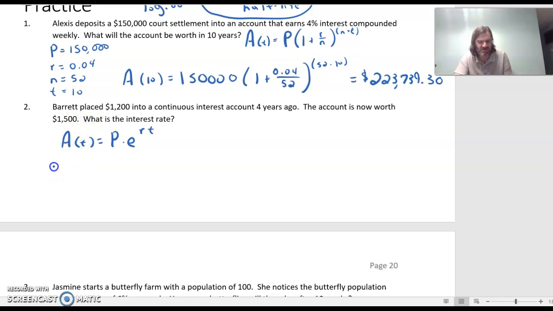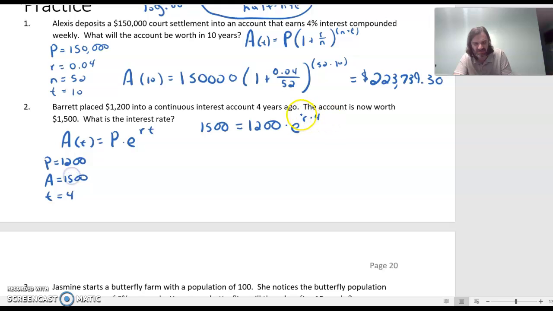So let's see here. We have an ending amount of 1,500. We have a starting amount of 1,200. We have e, which is a constant. We don't have r, but we have the time, 4. So in this case, P was 1,200, A, the ending amount, was 1,500, and t is 4. The thing that we don't have is the r.